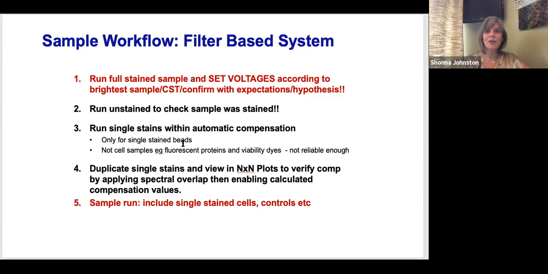I mean, obviously there's some cases you can get away with it, but in general, we would always make sure that you run a full stained sample to be able to check that those voltages are going to work for you. Okay. You would then go to run your unstained. As I say, I like to make sure that actually the sample is properly stained, and then you would go to run your single stains with automatic compensation. Now, as I say, your compensation is directly dependent on your voltages, so you cannot go to that next stage until you've got your voltages right. So you run your sample, you've run your unstained, you're doing your single stains.